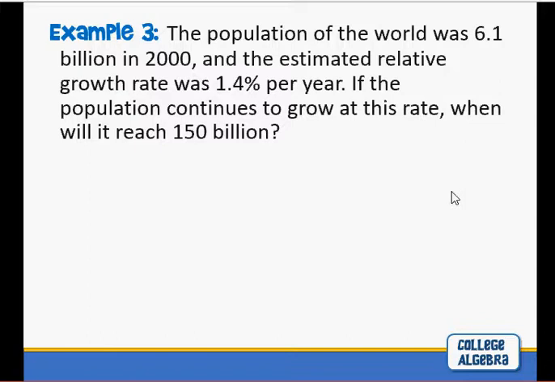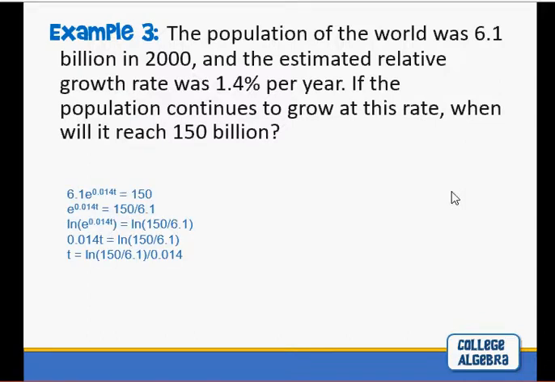Okay, let's do a related problem. The population of the world was 6.1 billion in 2000. The estimated relative growth rate was 1.4% per year, like the previous problem told us. If the population continues to grow at this rate, when will it reach 150 billion people? Well, we plug in everything we know. We plug in the 150 for the output, and we can solve with logarithms for the time. So we have 6.1 e to the 0.014t, the same model as the previous problem. But now we want to figure out what t would make that equal to 150.